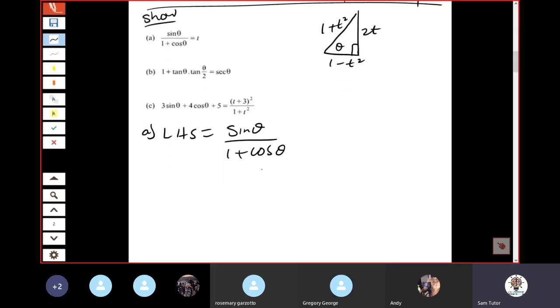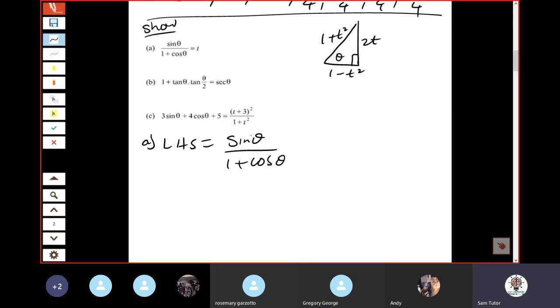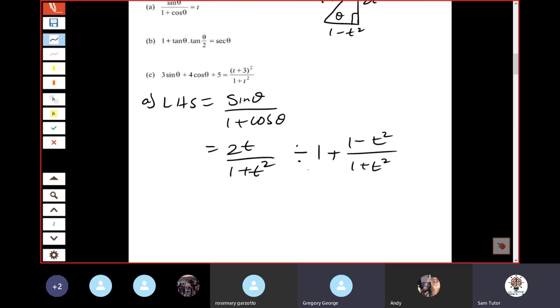We'll continue. What is sine theta equal to, Greg? 2t on 1 plus t squared. Yep. Because this is a fraction, I'm not going to write it over another fraction, so I usually just do it like this. Divide 1 plus, and then what's cos theta? Cos theta is 1 minus t squared over 1 plus t squared. Okay. There's nothing you can do to this bit, so you will just rewrite it.